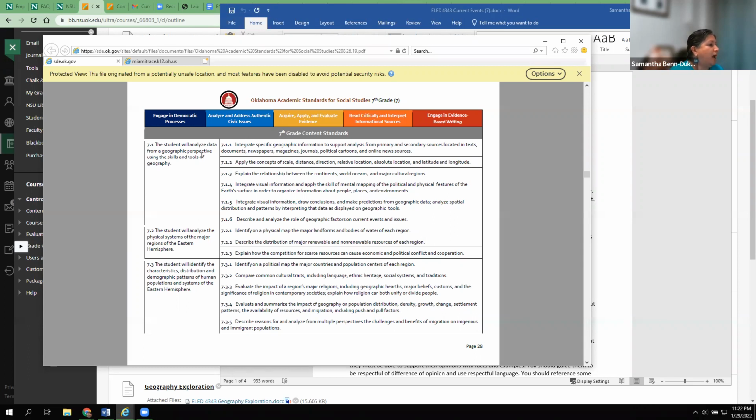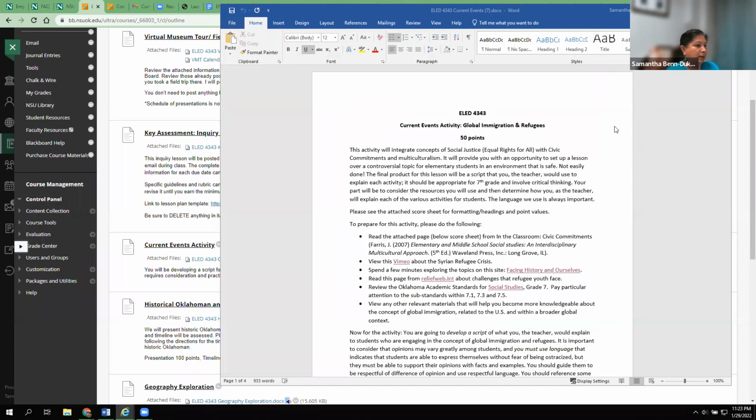And 7.1, you've got 6 options here. So you could explain something to do with major cultural regions. And those are just examples of things that you could do.